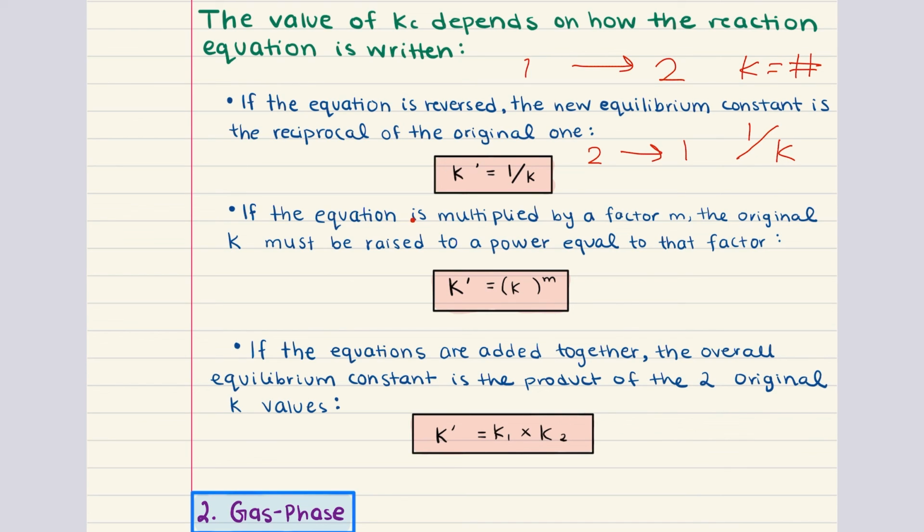Then if the equation is multiplied by a factor m, the original equilibrium constant must be raised to a power equal to that factor. So your new equilibrium constant is going to be K raised to that factor.